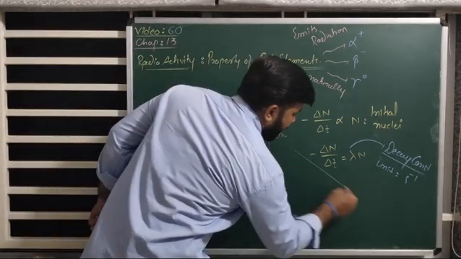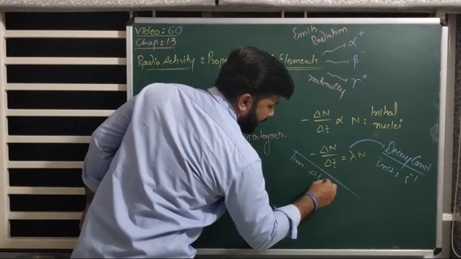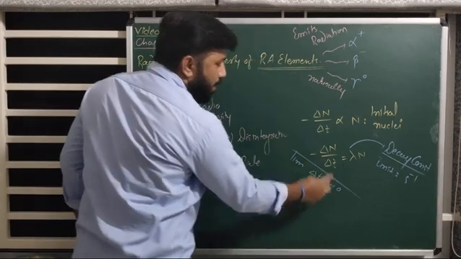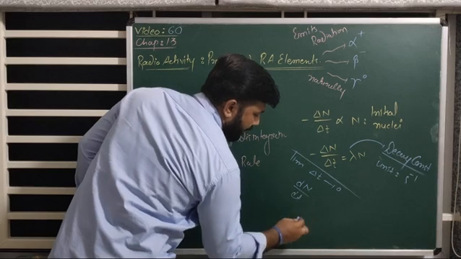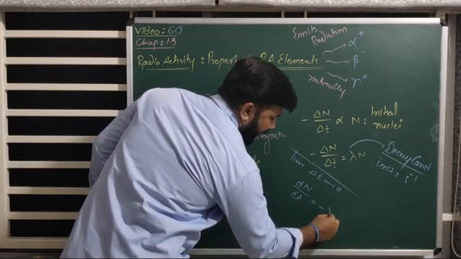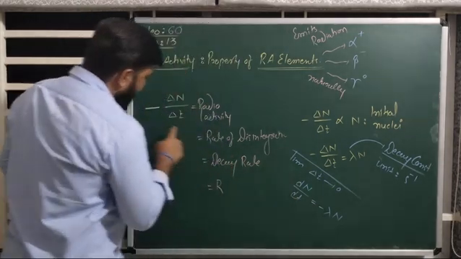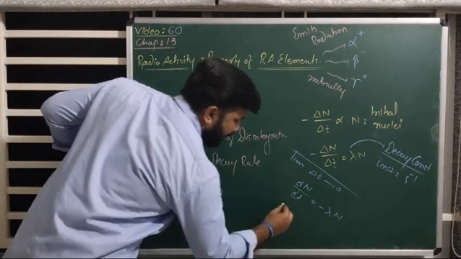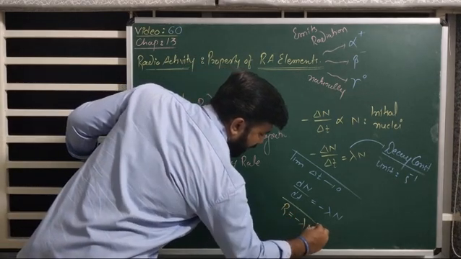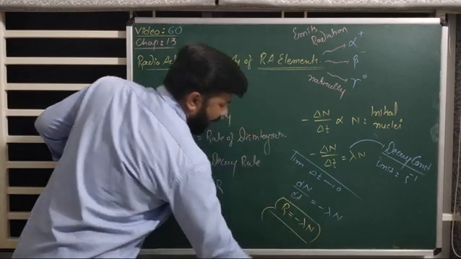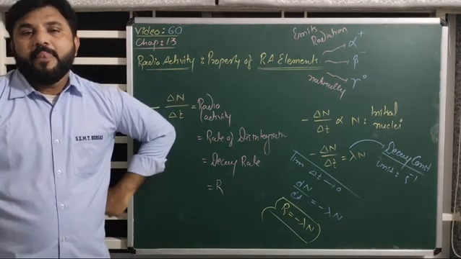We know that if we take the limit, which limit? Delta t tends to 0, then our equation becomes dN by dt is equal to minus lambda N. What is dN by dt? dN by dt is nothing but R. So you can get R is equal to minus lambda N. And what is R? R is known as radioactivity. Clear?